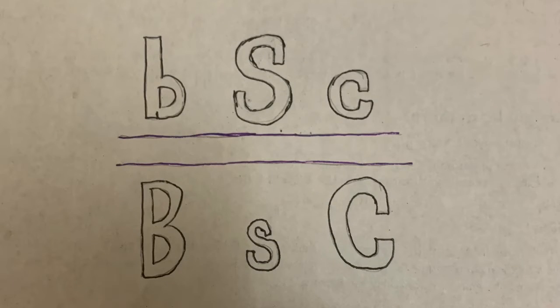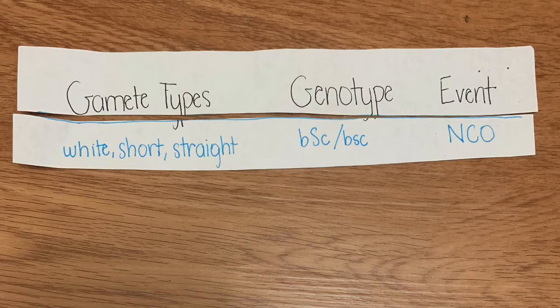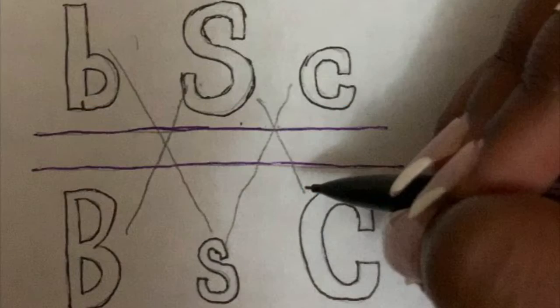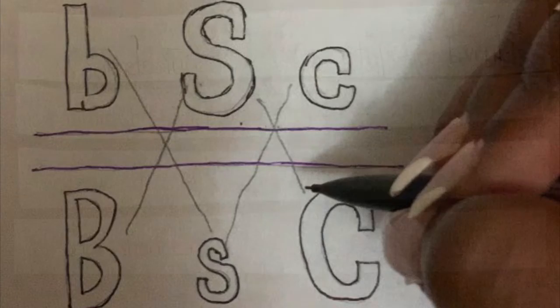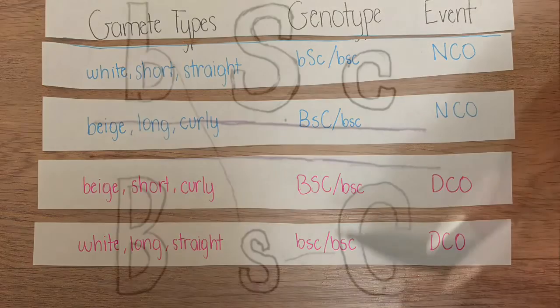Let's start with no crossovers. If there are no crossovers, we end up with gamete types white short hair with straight whiskers and beige long hair with curly whiskers. In the event of a double crossover, we'd end up with gamete types beige short hair with curly whiskers and white long hair with straight whiskers.